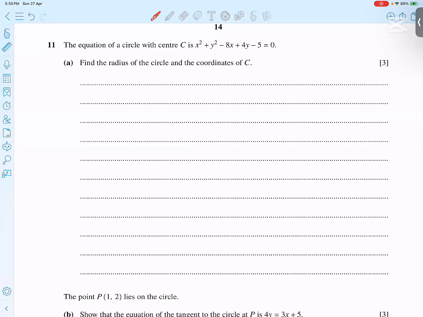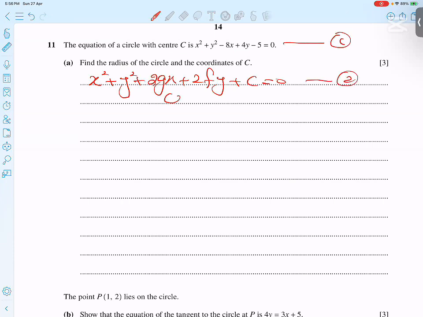Question number 11. The equation of a circle is given here. We have to find out the radius and the coordinates of the center. Whenever this situation comes, we have two choices. Either I can go completing the square or compare with x squared plus y squared plus 2gx plus 2fy plus c equal to 0. Equation 1, equation 2, compare.